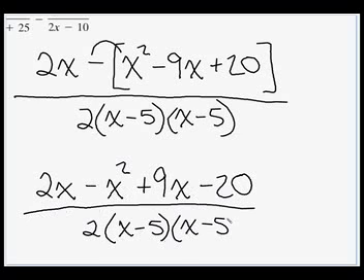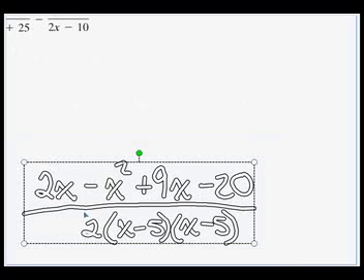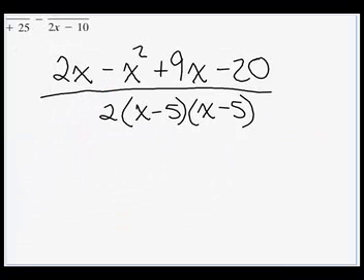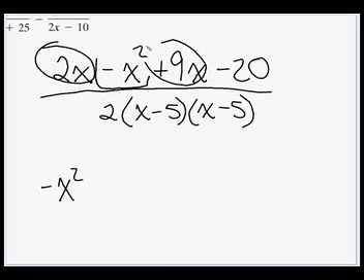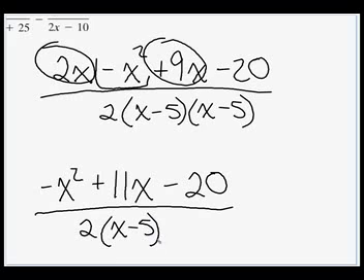So combine like terms, and look for any other chances to factor or reduce. Start with my highest power. I'll have a leading negative x squared. And then I have a 2x plus 9x. Well, those add up to 11x's. And then we have our minus 20 at the end. All over 2 times x minus 5 quantity times another quantity, x minus 5.